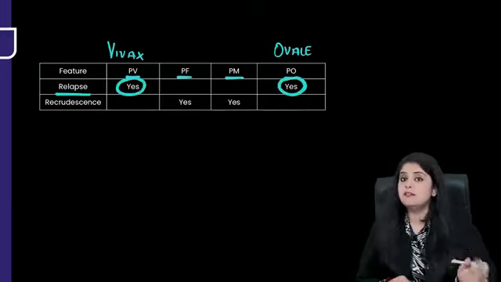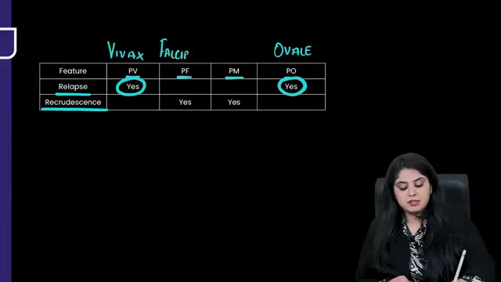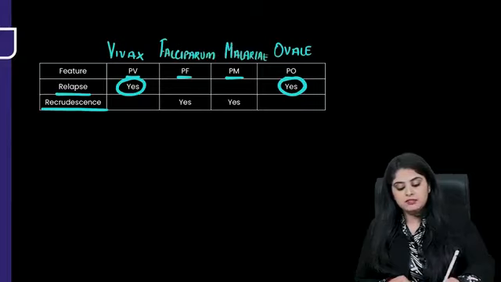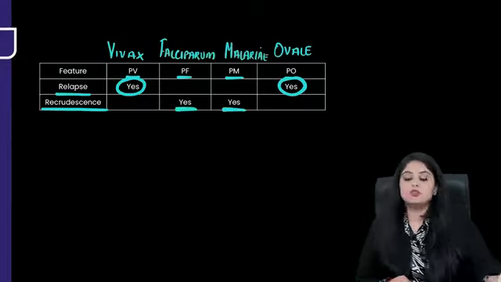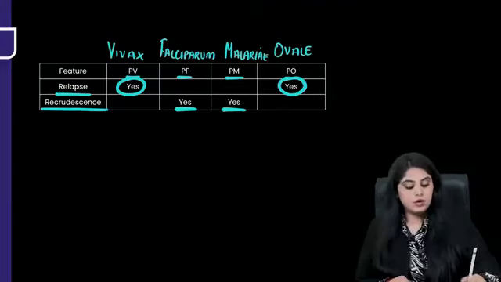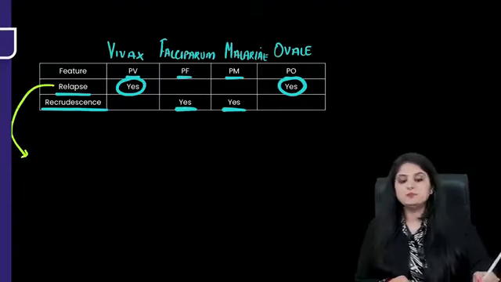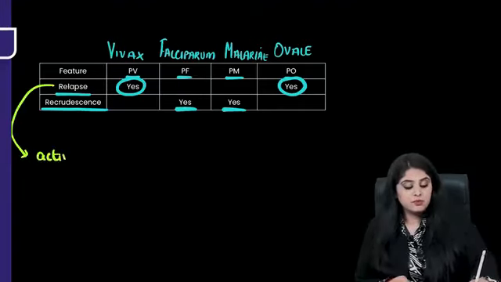And where do you see this lengthy name called recrudescence? So you will say, ma'am, falciparum is a long name. And Plasmodium malariae is also a long name. That means the lengthy names are going to show me the lengthy recrudescence. So you will now ask me the difference between these two. What is relapse? Relapse is the activation of hypnozoites.